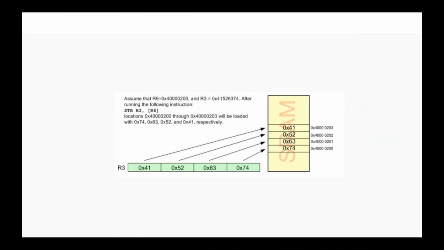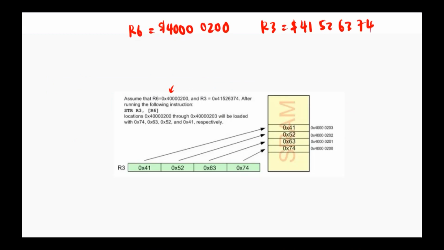Okay, so assume that this is your R6. R6 will have this value, 4200. Now, R3 is telling you that the R3 value is 41526374. You're going to store R3 to the location pointed by R6.